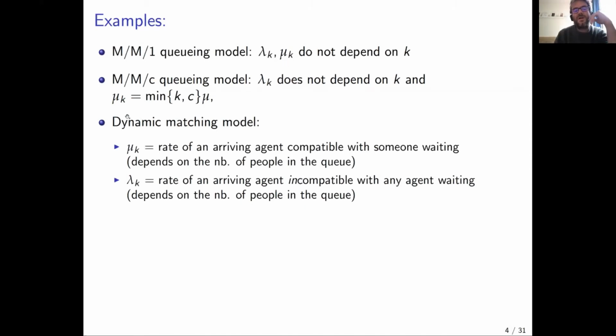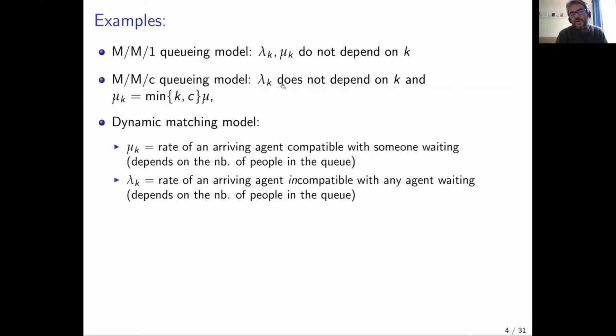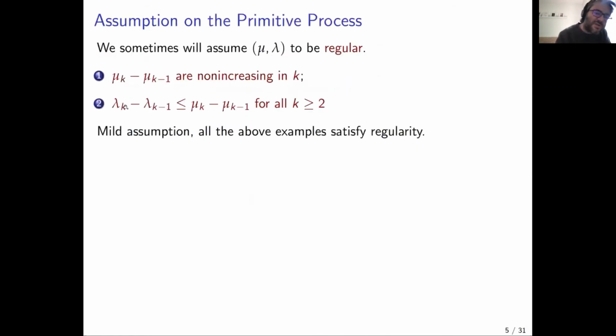For the MMC model, as I said already, the service rate is first linearly increasing and then flat, so it's an increasing concave function. So this condition is satisfied, and the arrival rate does not depend on the number of agents in the queue, meaning that this left-hand side is just 0. And given that the service rate is increasing in k, the number of agents in the queue, this right-hand side is positive. So this condition is also satisfied. In the dynamic matching model, it's the same story. Again, the service rate is increasing concave, so this first condition is going to be satisfied.